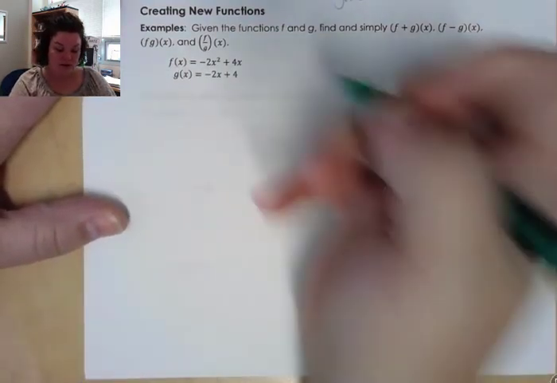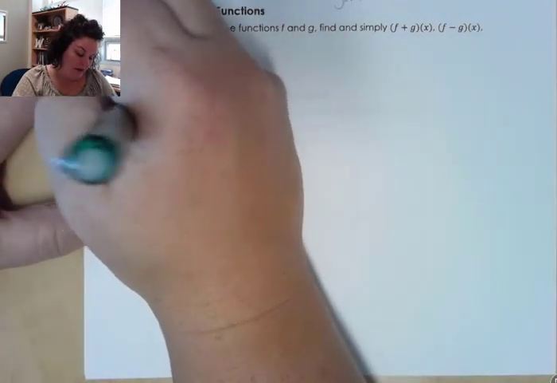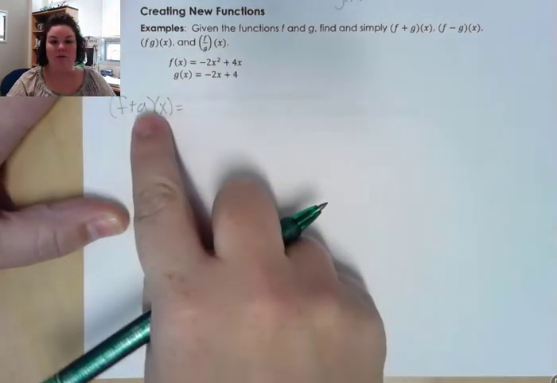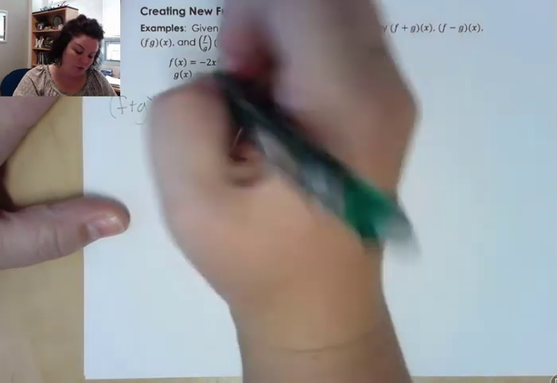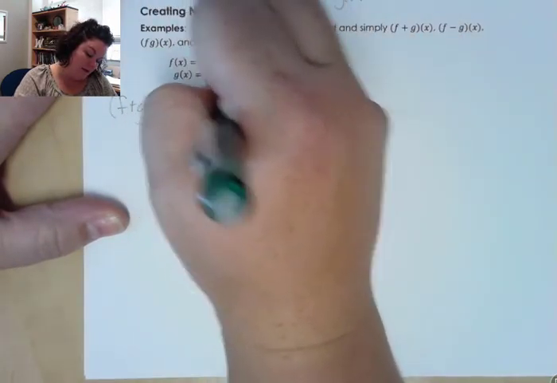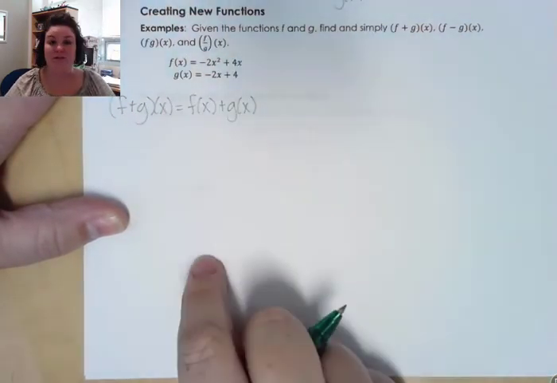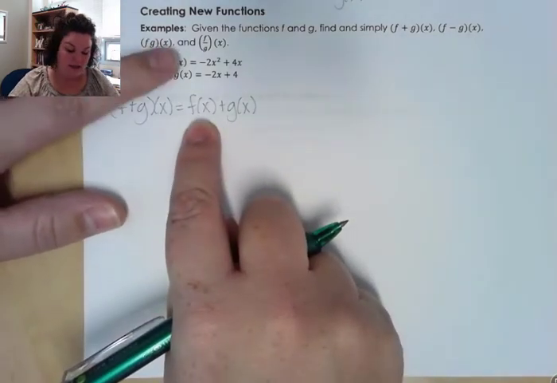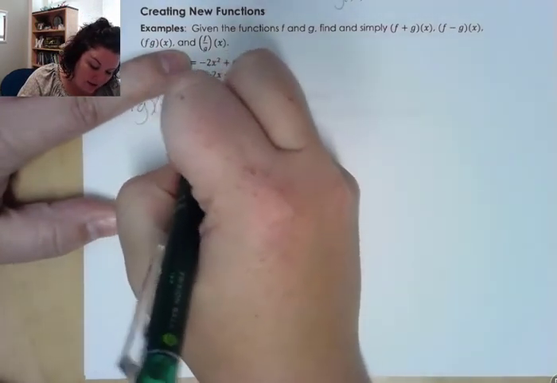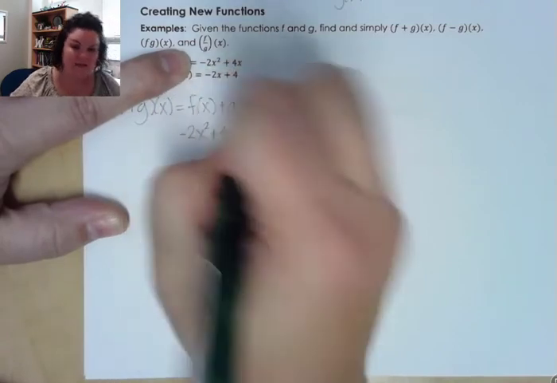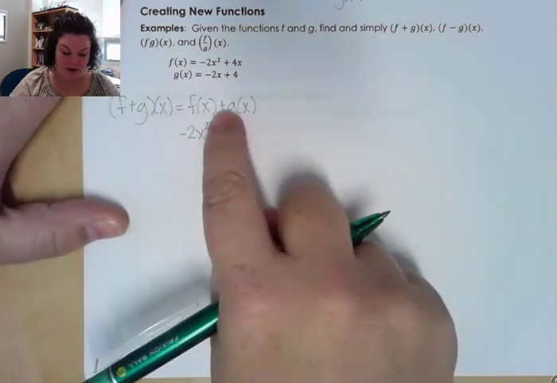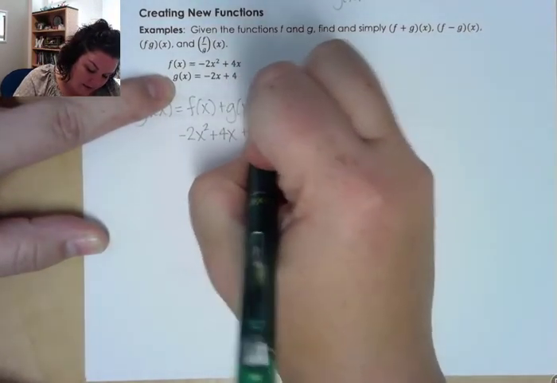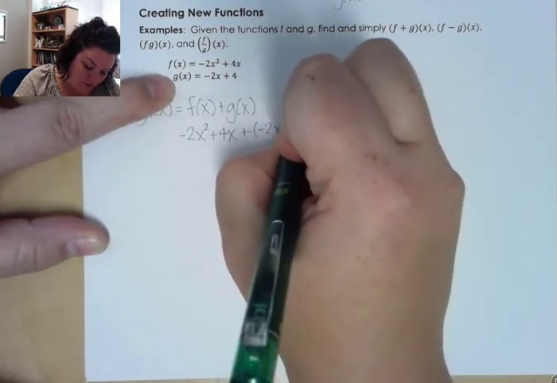Okay, so I'm going to go ahead and just write over here. We're going to start with f plus g of x. Okay, we're going to start with our addition. And remember that addition function means we're just taking our f of x and we're adding our g of x function to it. Okay, so our f of x function is negative 2x squared plus 4x. Okay, and then we want to add our g of x function. So we're going to add negative 2x plus 4.